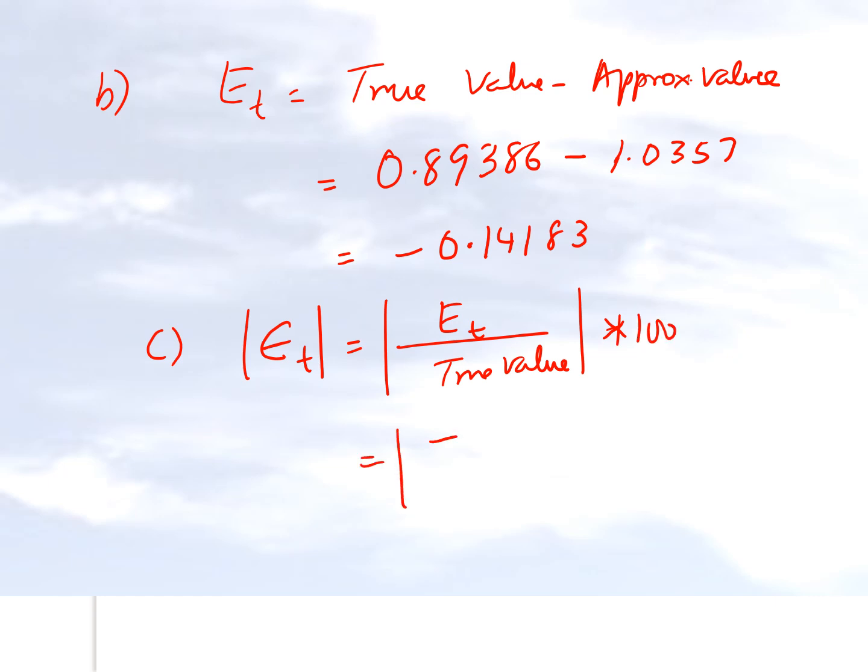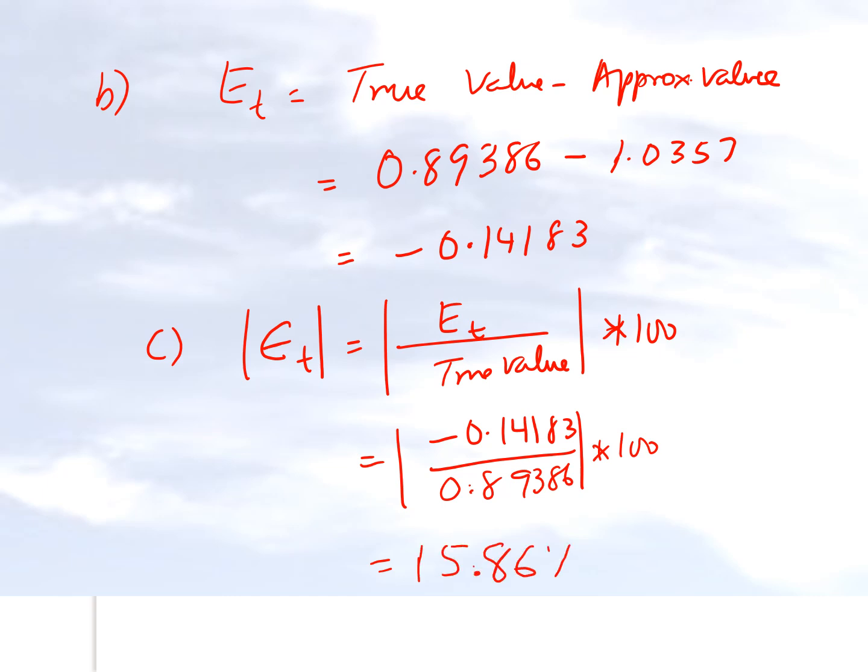So in this case, this is the true error, and this is the true value. We multiply by 100, and we get 15.86%. So that's the amount of relative true error we're getting here.